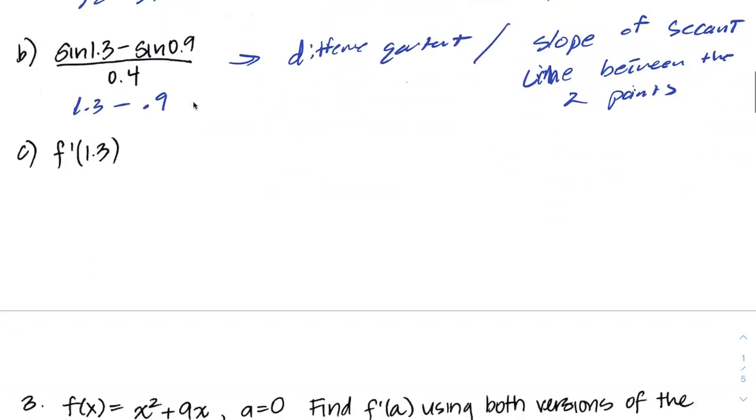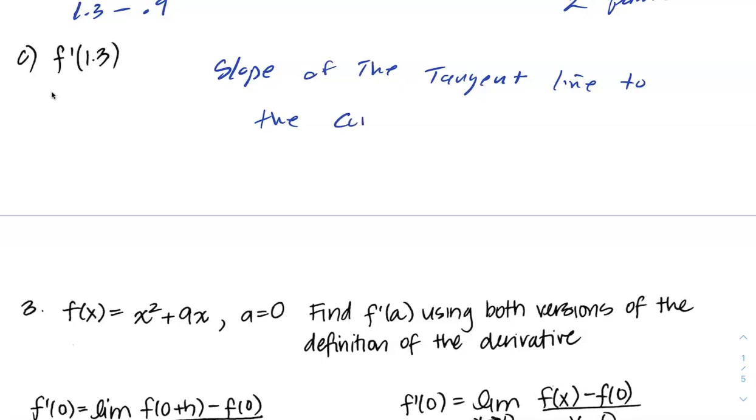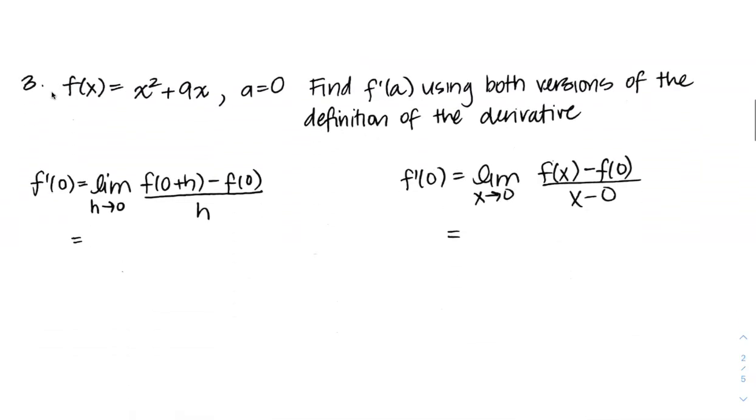So there we go. F prime of 1.3. So that's the definition, right? What does f prime mean? That means the slope of the tangent line to the curve at x equals 1.3. Moving on.